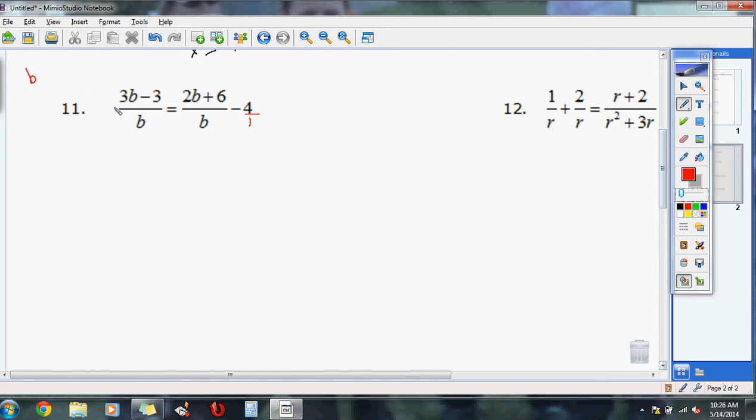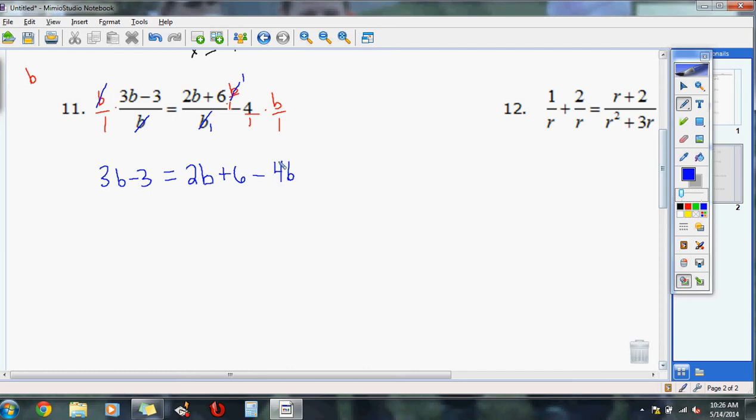So what do I multiply by? I multiply by b over 1. I multiply this by b over 1, and this by b over 1. So what's going to happen nicely on the left side is that the b's are gone, and all we have is 3b minus 3. And then over here, the b's cancel as well. And then we have just 2b, or not 2b. That is the question. But we actually have 2b plus 6. That's just sitting there because the b's canceled. And then we have minus, don't miss that b on the back end, 4b.